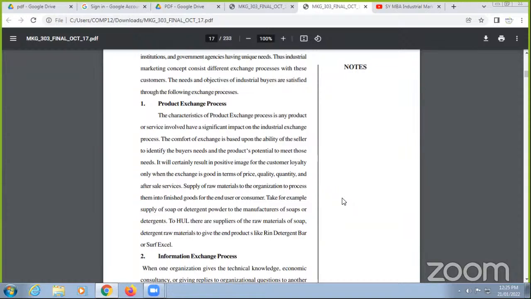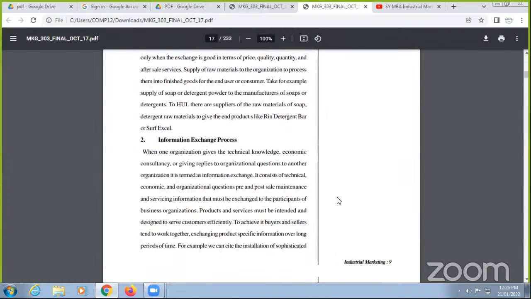Supply of raw materials to the organizations to process them into finished goods for the end user or customer. Information exchange process. Information exchange process is when one organization gives technical knowledge, economic consulting, or gives replies to questions to another organization. It is termed as information exchange.